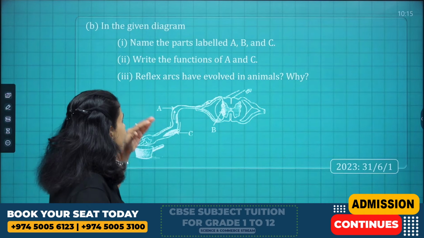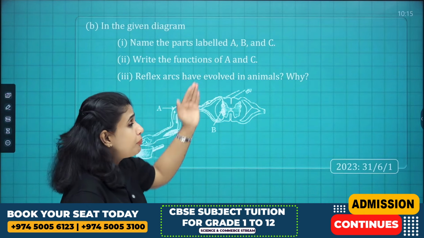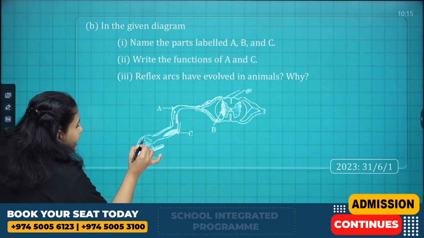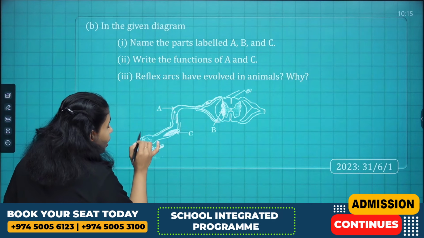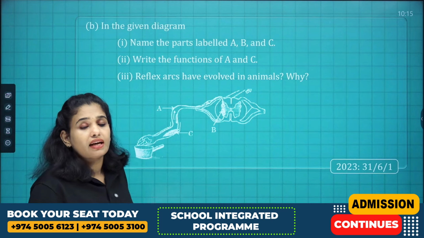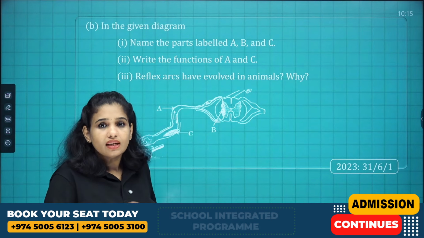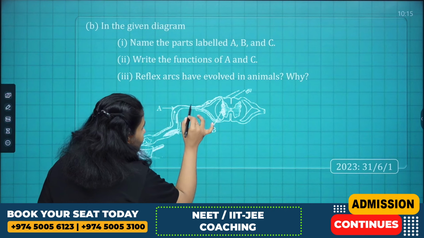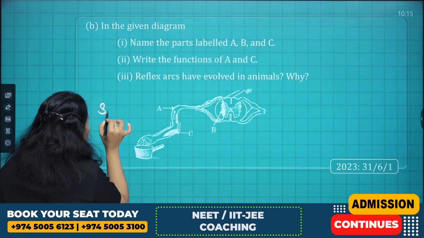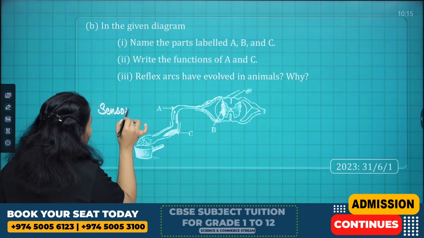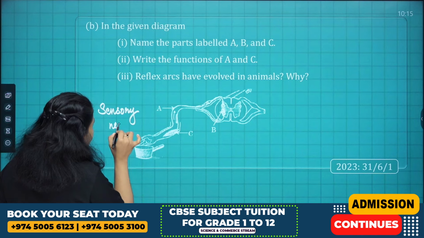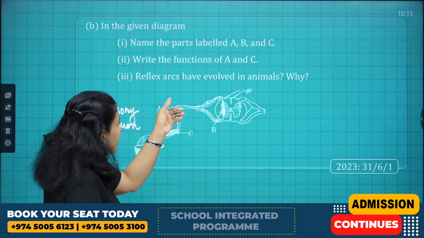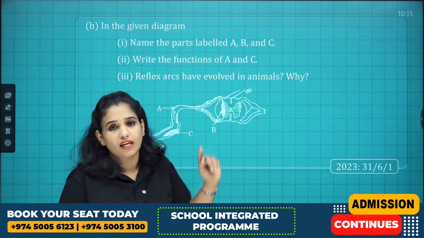First, let us see the first question. Name the parts labeled A, B and C. Here you can see in our hand, we have sensory receptors, right? From the sensory receptors, the message is carried by the sensory neuron. So, what is A? Sensory neuron. We can label A as the sensory neuron, which carries impulses towards the spinal cord.